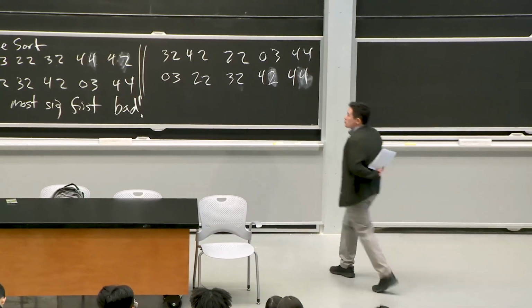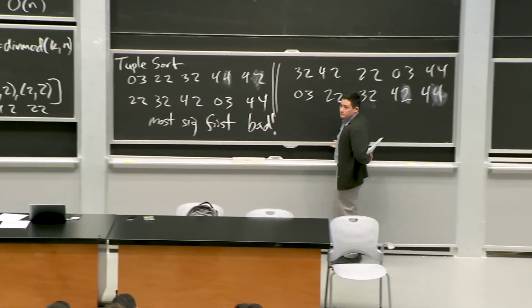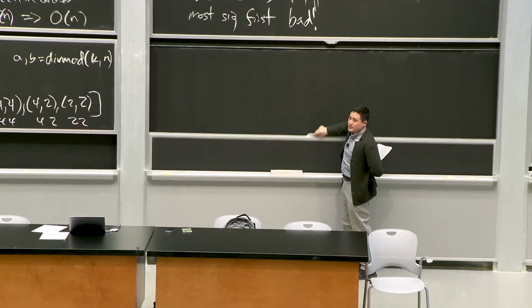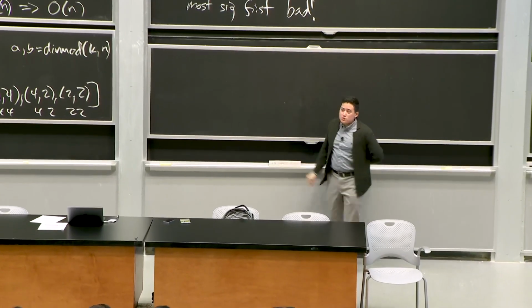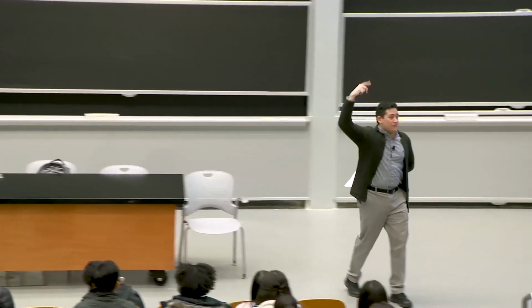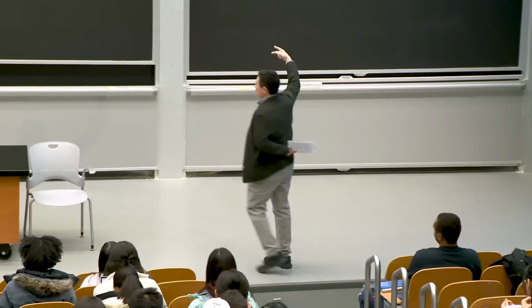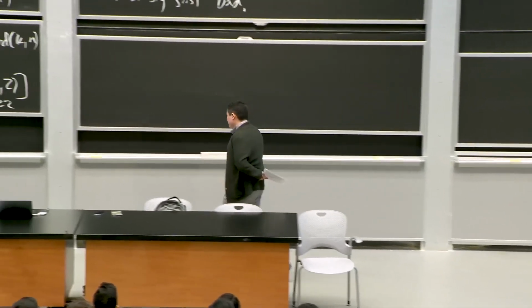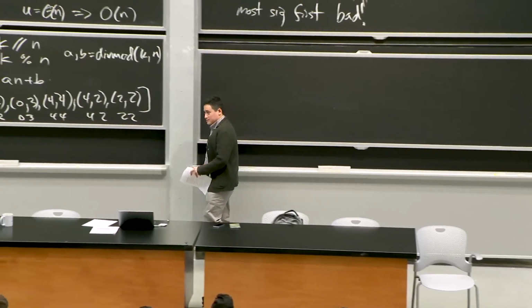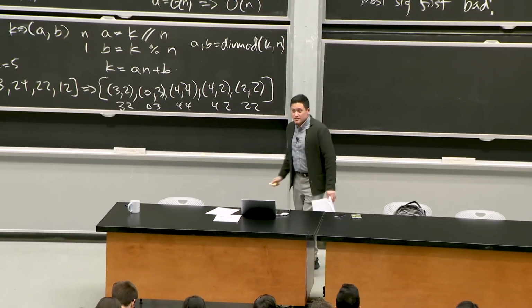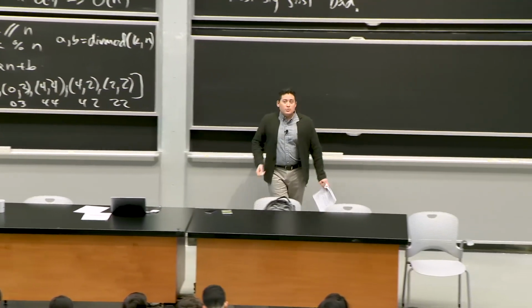However, can I use direct access array sort here? What was the initial stipulation I had on direct access array? That the keys were unique. That's exactly the opposite of what we have here. We have things that could be the same. So we give up. Can't do it. What do we do instead? Yeah?